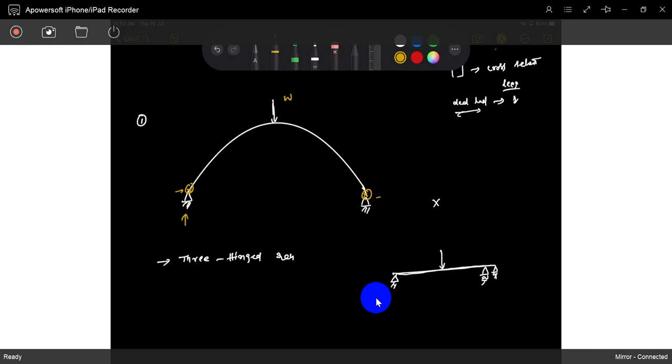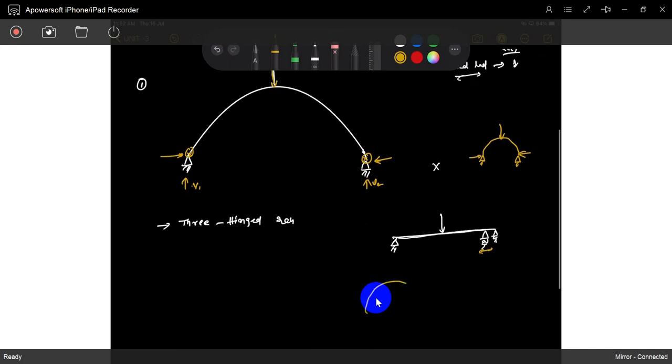See, vertical reactions V1, V2 are developed. And previously it was a roller that is moving on, so there were no horizontal reactions. But if you provide hinges on both sides and apply a vertical load, compulsorily horizontal reactions are also developed. Just observe it. If you provide a loading and it is not provided, what will happen? If you provide a vertical loading, it will go like this.